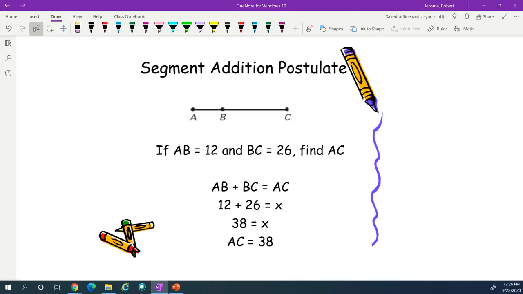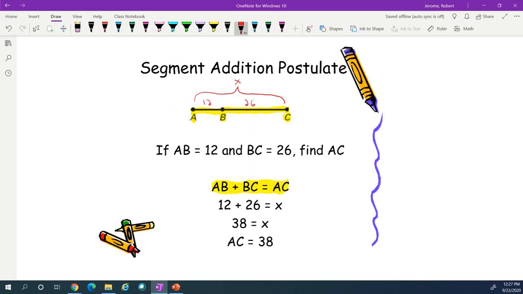So let's just look at a few things worked out. The next few examples all use the same picture. B is between A and C. So you can see the segment addition statement. As long as the picture does not change, the segment addition statement will not change. I would just label my picture. So AB, they said, is 12. BC is 26. And we're being asked to find the whole thing.